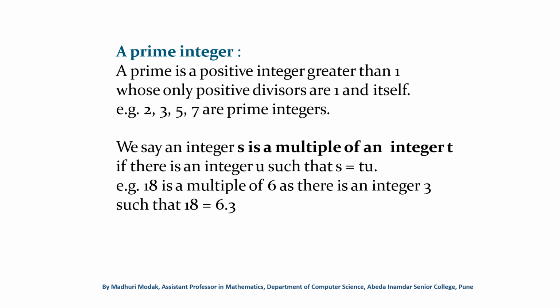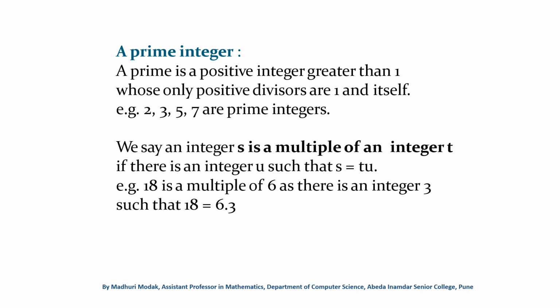Now the next definition is when we say that some integer is multiple of another integer. We say an integer s is a multiple of an integer t if there is an integer u such that s equal to t into u. So whenever we can write some integer as some integral multiple of another integer, then we can say that that integer is multiple of another integer.